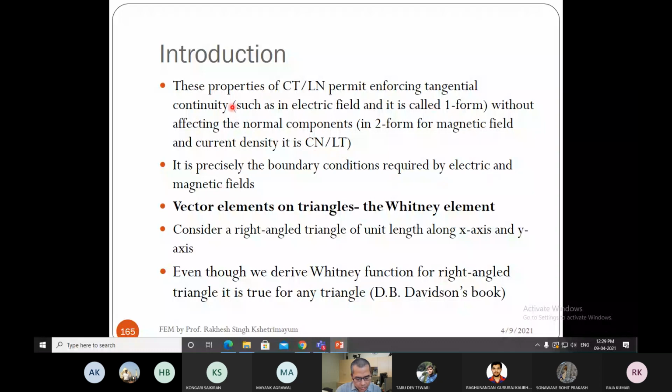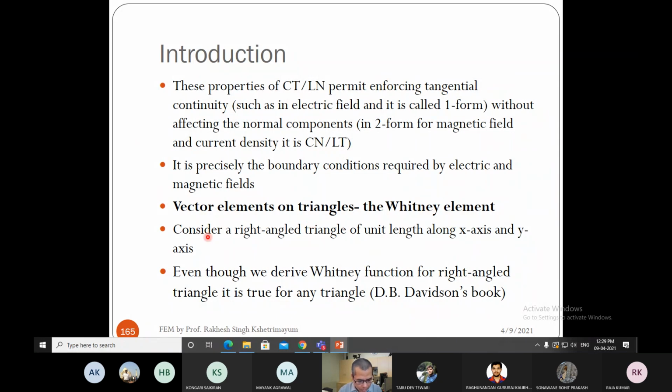That's why we are going for such kind of basis function. And one very popular basis function is called the Whitney element. So Whitney element is one of the vector elements on the triangle. We have considered for rectangle, we can actually consider what kind of vector basis function is there for a triangular element. And triangular element is very popular because it can fit into any kind of shapes.